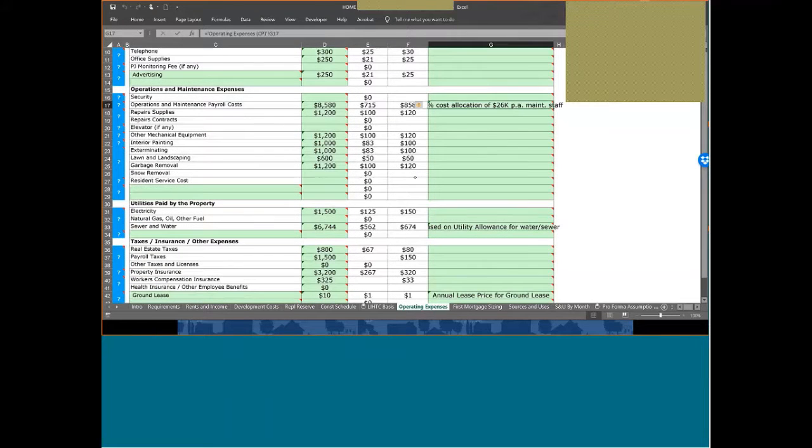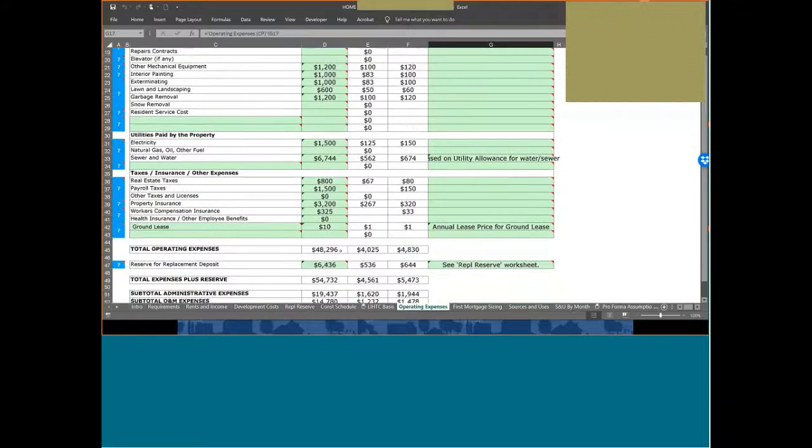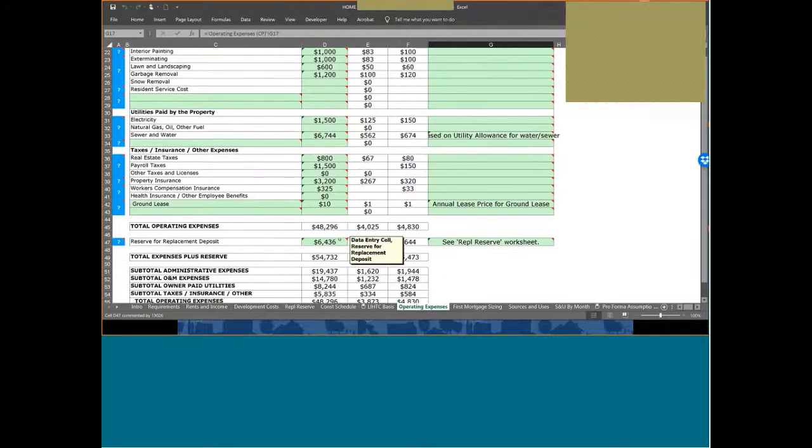And if I scroll down, you can see that the totals are there for you. Total operating expenses, you'll see this later. So your number is 48,296. But also, importantly, because we did that earlier work on the replacement reserve projection, we can see here that that number is showing up here, and it's pulling from the replacement reserve worksheet, and that number is 6,436, which is 644 per unit per year.